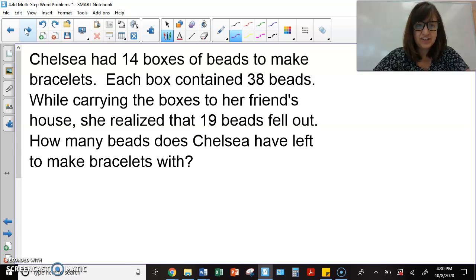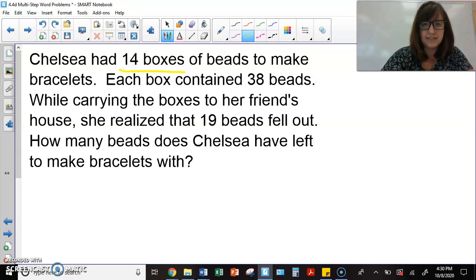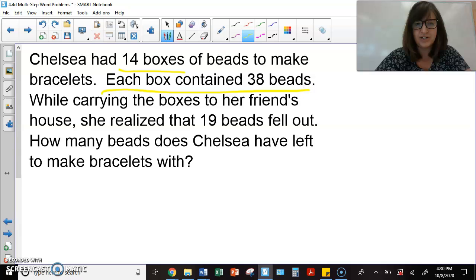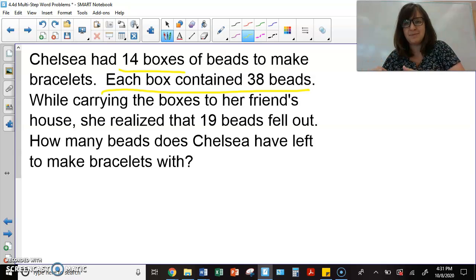All right, Chelsea had 14 boxes of beads to make bracelets, okay? Each box contained 38 beads. While carrying the boxes to a friend's house, she realized that 19 beads fell out. How many beads does Chelsea have left to make bracelets with? So let's see, she's got 14 boxes. Each box has 38. Ooh, that word each, okay, each box, 14 boxes, 38 beads here, 38 beads here, 38 beads here. That tells me multiplication's involved.